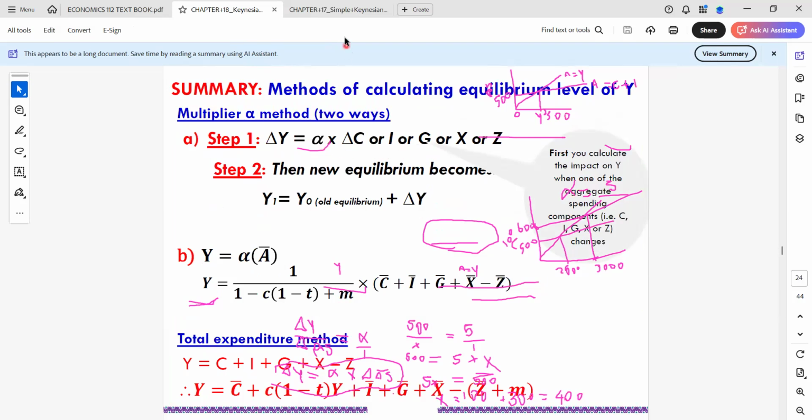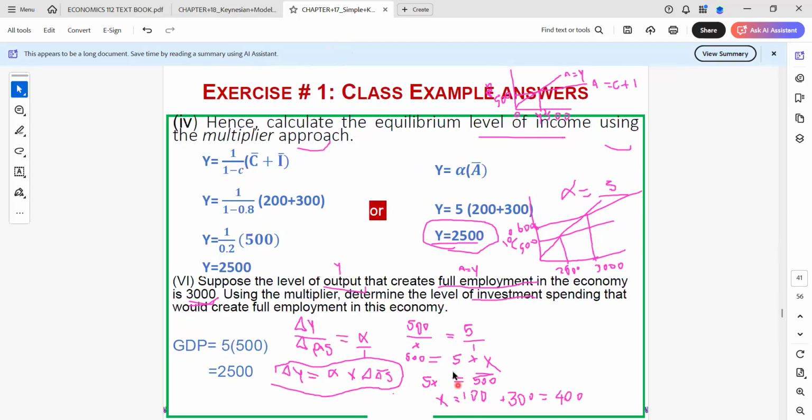Because remember, we also did the same thing here. We had 500 divided by X because we were looking for autonomous investment. Then we said it equals 5, which is the multiplier. Then we divided by 1. Then the formula looks like this, right? And then we found our X is 100.